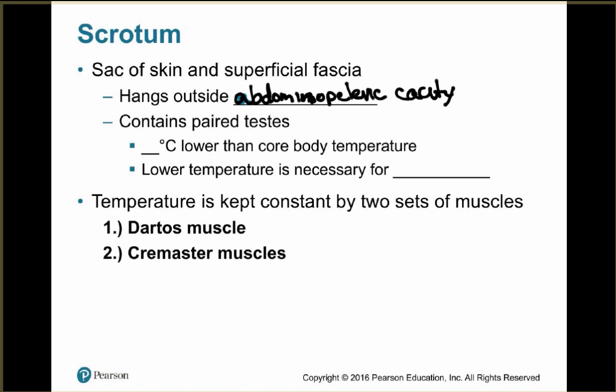It basically contains paired testes. Essentially, the scrotum has a midline septum that divides it in half, and each side has one testis within it. Because they're able to hang a little bit lower, they're 3 degrees Celsius lower than the core body temperature, and the lower temperature is necessary to help with sperm production.